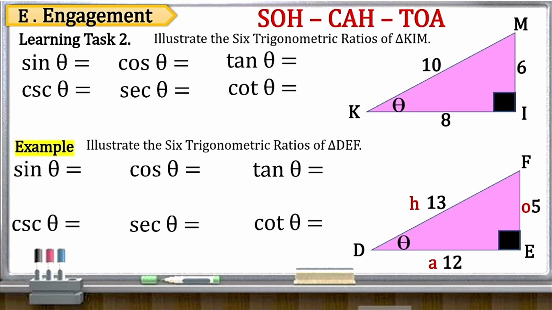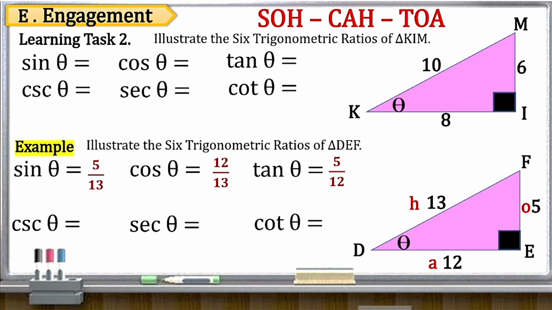So, sin theta is equal to opposite over hypotenuse. So, opposite is 5. Hypotenuse natin ay 13. So, 5 over 13. Next is cosine theta. So, cosine natin is adjacent over hypotenuse. So, adjacent is 12, hypotenuse is 13, so 12 over 13. Next is tangent theta. So, tangent is equal to opposite over adjacent. So, opposite 5, adjacent is 12, so 5 over 12.